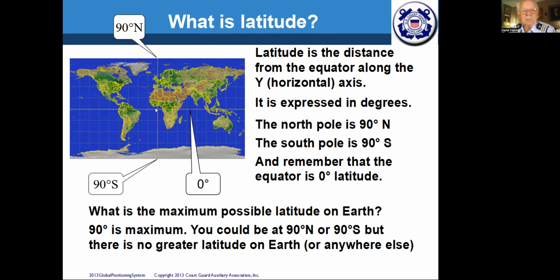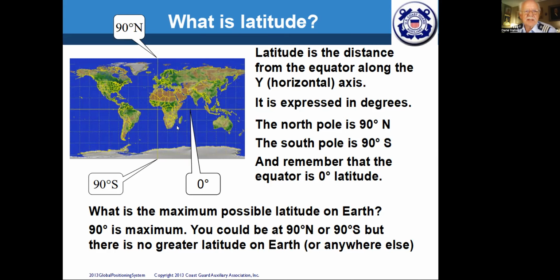So this little point where they cross would be 0, 0. It would be latitude of 0 and longitude of 0. So everyone knows where that is. Well, you do now. As a question that you might want to mull over, what's the maximum possible latitude on Earth? Well, it's 90 degrees. You could be at either 90 degrees north or 90 degrees south, but there's no greater latitude on Earth or anywhere else. So that's what latitude is.